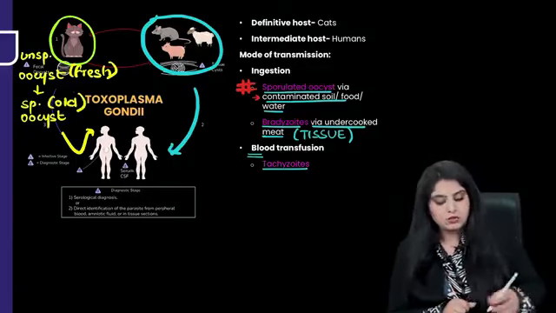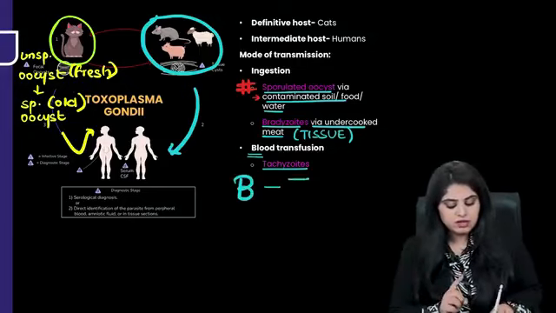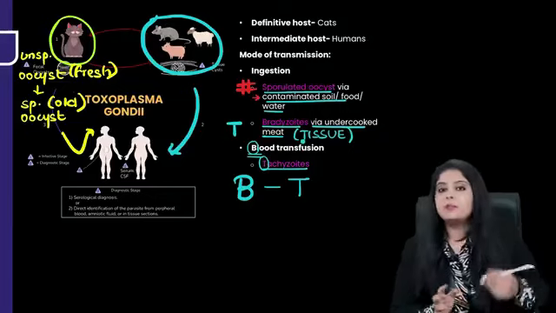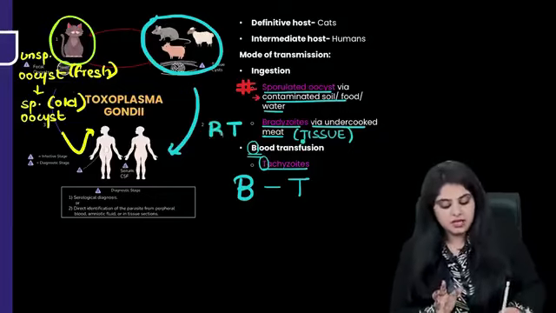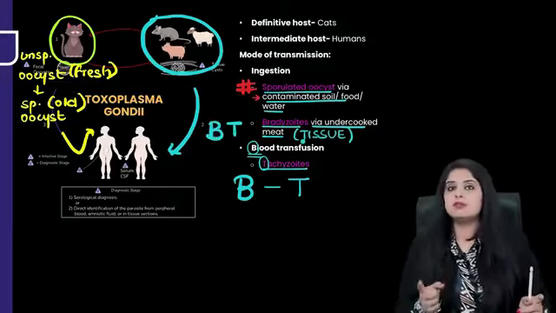After that, you have to make sure you do BT. BT मतलब कि अगर blood transfusion पूछा है, will you write bradyzoids? No, ma'am. I have to make a combination of BT. So if blood transfusion is asked, I will mark tachyzoids. And if tissue is asked, like some meat or anything is asked, then I will mark bradyzoids. So bradyzoids is with tissue and tachyzoids is with blood transfusion.